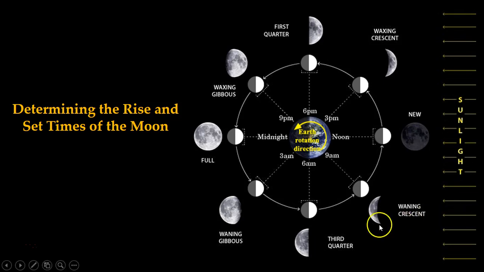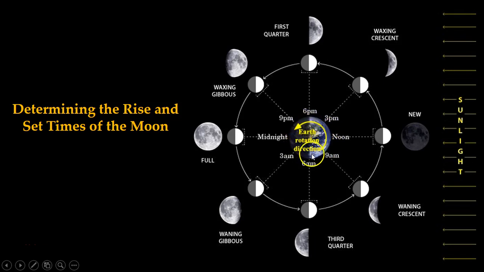So let's go ahead and focus on the full moon right here. As you can see, the full moon is on the outside of our big picture here. We've got the sun to the right, the earth in the middle, and of course our moon over there. So the question is what time would we see a rising full moon and what time would we see a setting full moon? Well, the first thing you have to remember is the earth rotates counterclockwise. So this is the earth rotation direction.